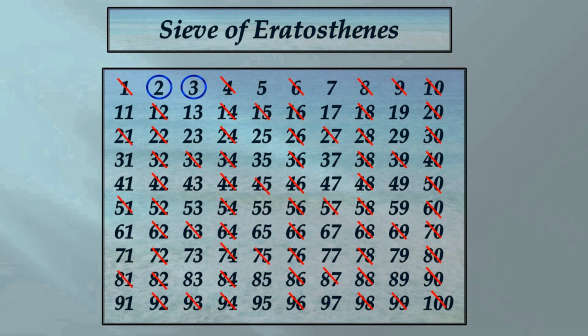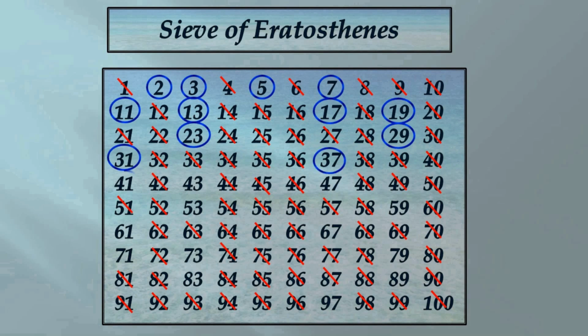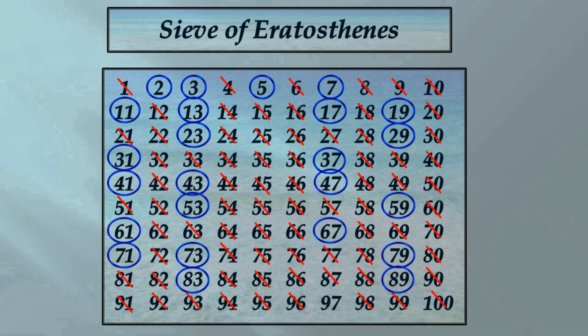Some numbers like 12 may have already been crossed out, since they are multiples of 2. Circle 5, the next prime, and then cross out every multiple of 5, or every fifth number. Continue this process until all the numbers 1 through 100 have either been circled or crossed out. Now we have circled all the primes from 1 to 100.